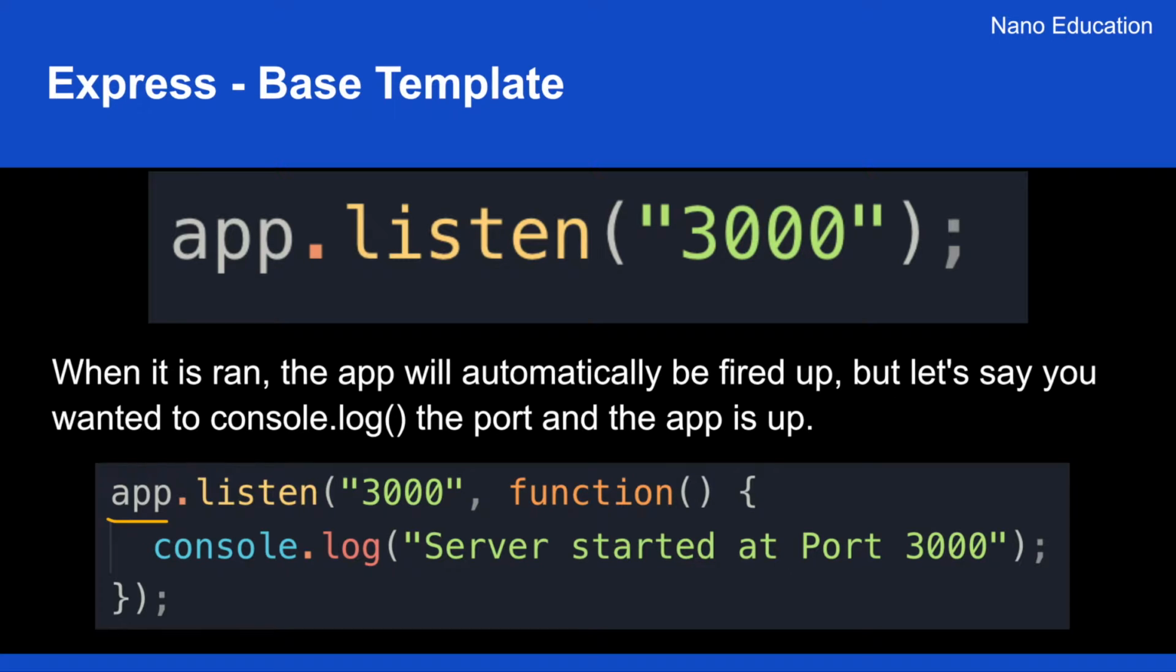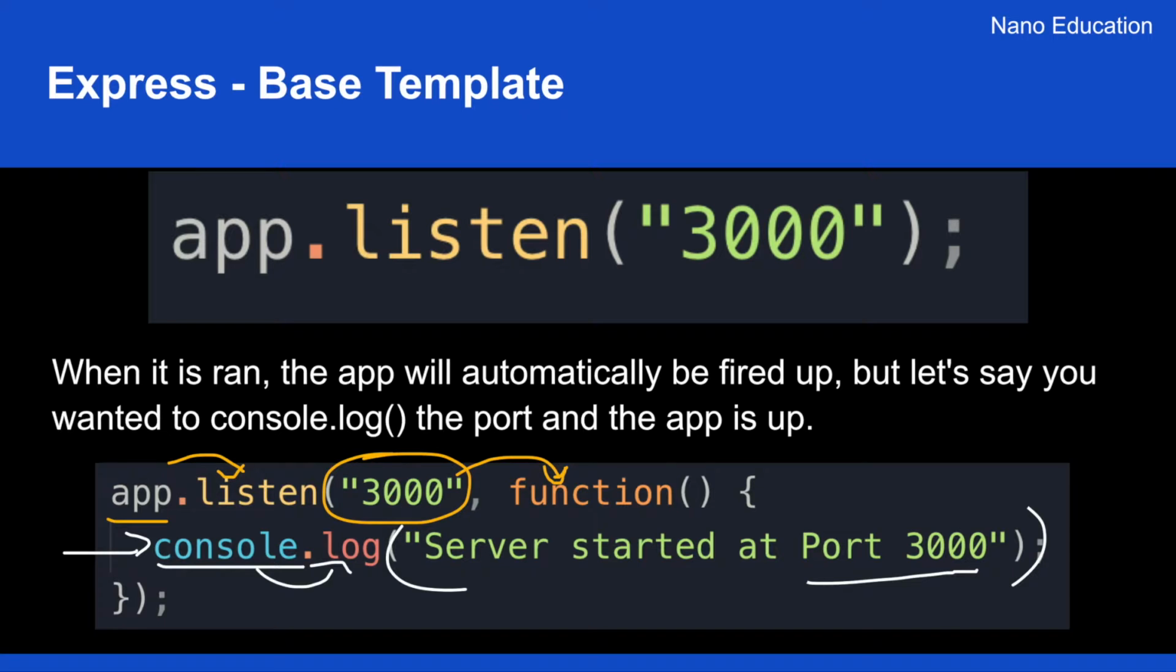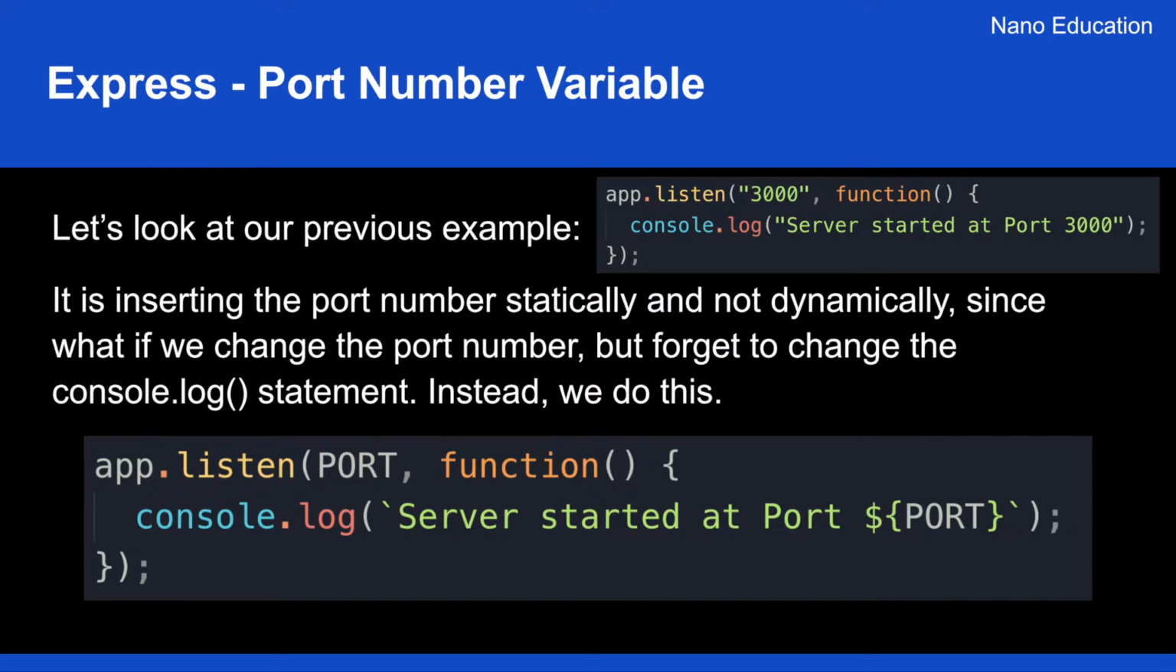So this is what I'm basically saying: hey app, once I run the function, listen on port 3000 and run this function as soon as you do. Once you have done that, run this. Which is basically telling console, log this statement on there, which is server starting at port 3000. How simple is code? It's like reading English. Only if it was English.